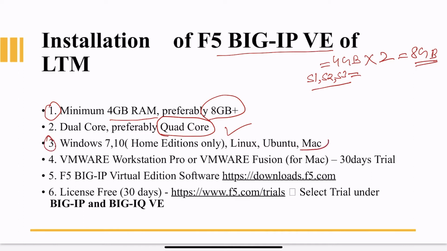I'm going to use this F5 virtual edition on my Apple Mac, but you can try it on Linux and Ubuntu as well. The reason is that I'm not very good in Linux and Ubuntu, so I didn't try for it, but you can. And on Windows, if you have home edition, then it will work. But if you have professional edition or enterprise, then you will get some error. Let me talk about those errors.